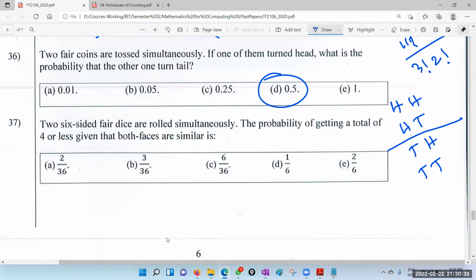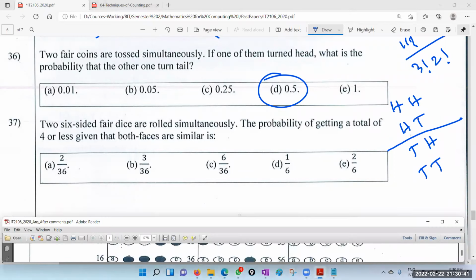36D and D, because it doesn't matter whether this one is head or tail, the other one is an independent thing.